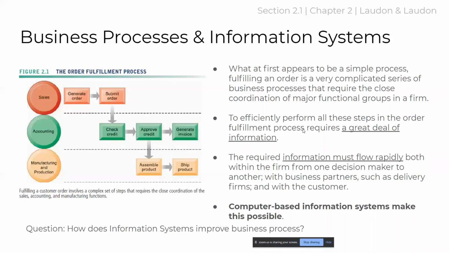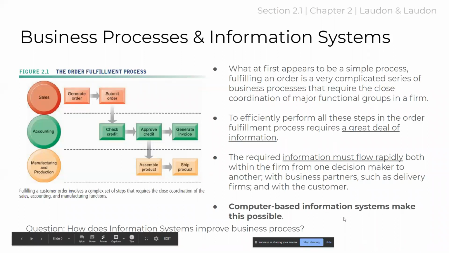And to efficiently perform all these steps, it requires a lot of information at every step. And every arrow here can be delayed by days or weeks if the information is not traveling properly between these two boxes. And so the required information must flow rapidly, both within the company and also outside, with business partners like customers or your suppliers. And it's computer-based information systems that make this possible. So it's all being made possible by information systems.